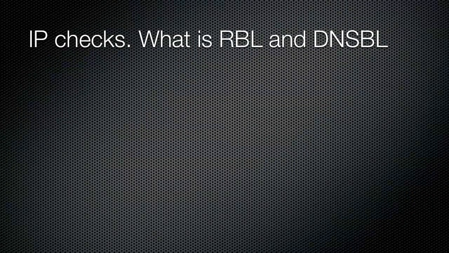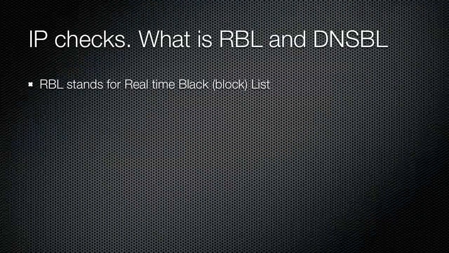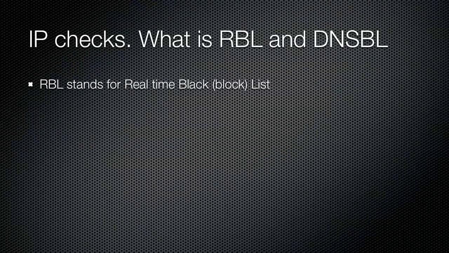IP checks are generally done by what is called RBL and DNSBL. So what is it? RBL stands for real-time blacklist. Some call it blacklist, some call it block list. It doesn't matter for our purposes. It's just a list of all the IP addresses that are, for one reason or another, blocked by this particular service. And there are lots of services on the market that do it.